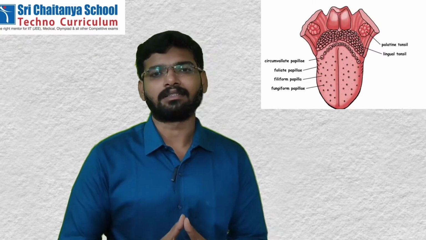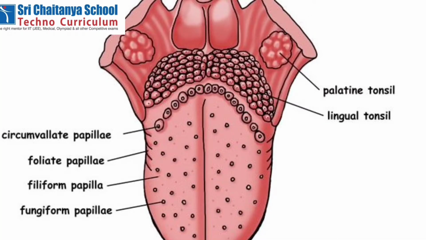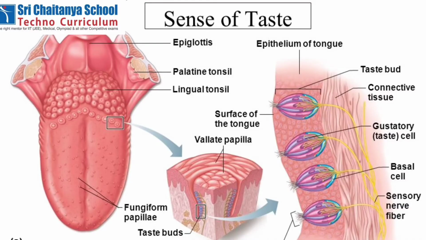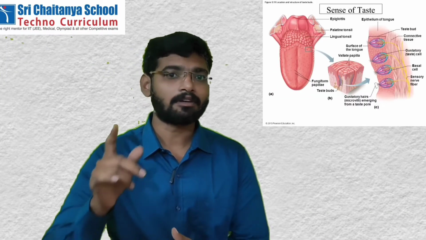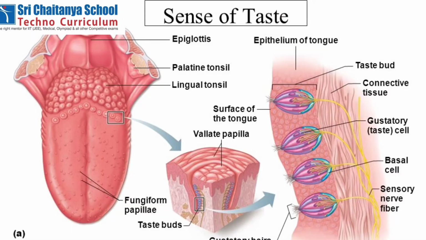The last one is foliate papillae. This papilla is usually present at the border of the tongue, at the right border and left border. At the edges of the tongue, we can find some ridges at the base. Here, we can find only 4 to 5 taste buds. These taste buds mostly degenerate during childhood only. So, these are the papillae present in the tongue. They bear taste buds except filiform papillae. And the remaining ones help to recognize the taste of the food.